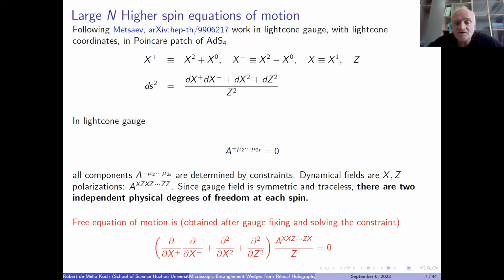In this gauge, after gauge fixing, the components of the gauge field satisfy a particularly simple equation of motion. The gauge field divided by Z just obeys something that looks like a Laplace equation. That's something we'll use later.